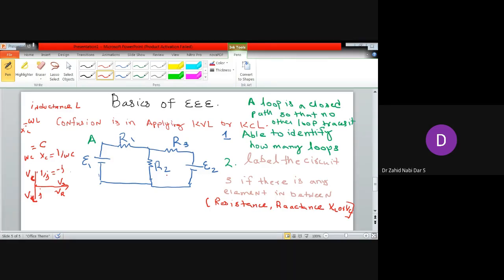One thing. Now, if there is any element in between, resistance or XL, then the label will change.